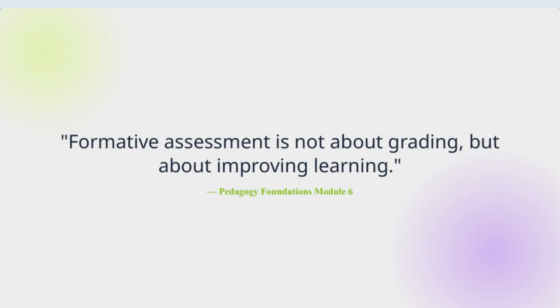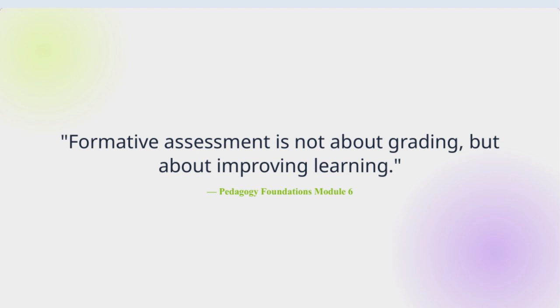Today, I want to emphasize a crucial idea in pedagogy, that formative assessment is really not about grading or assigning scores. Instead, its primary purpose is to improve learning. When we think about formative assessment, think of it as a tool for feedback, guiding students toward better understanding and mastery. It's about identifying where students are in their learning process so we can support them more effectively. This approach shifts the focus from simply evaluating performance to actively fostering growth.